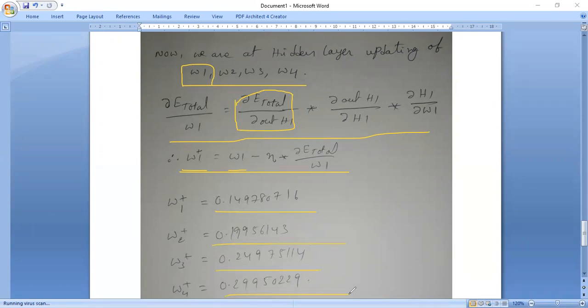Then again you should start with these new values, the forward process. Again check the error rate. If the error rate is minimum, no need to go for further processing. If not, again do the backward pass. This is a continuous cycle, a continuous process, isn't it? So this is an example of the back propagation algorithm.